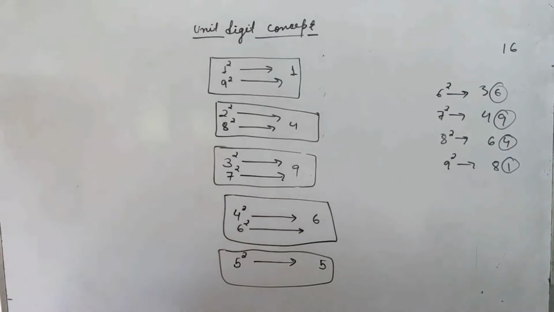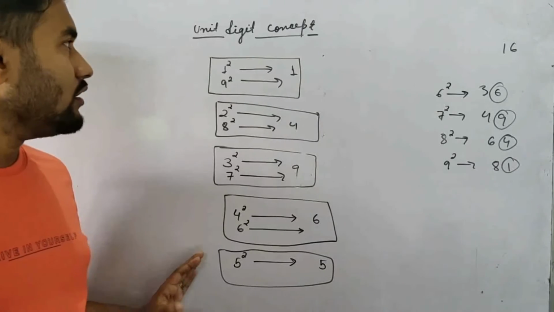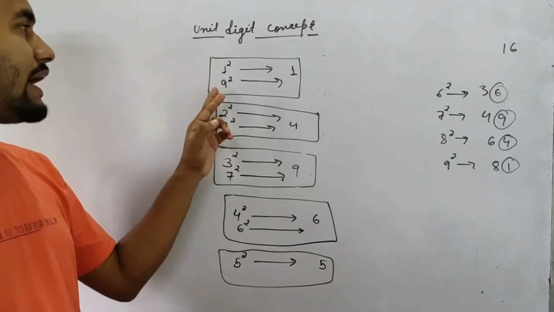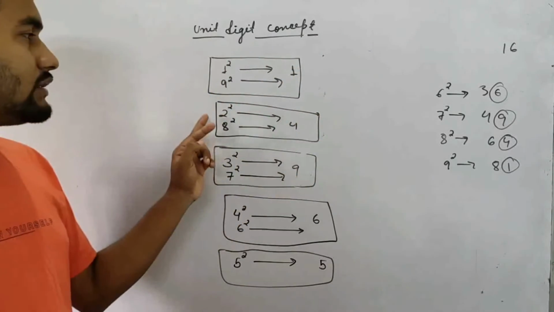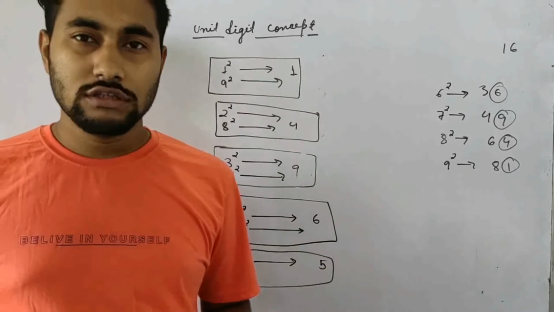This is single. 5 square is what? 5. So this is the unit digit concept. If it is 1, then it will be 1. If it is 9, then also it will be 1. If it is 2, then it will be 4. If it is 8, then also it will be 4. So this is the concept.